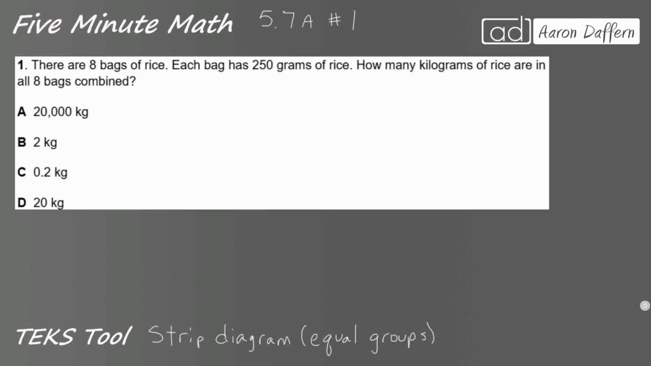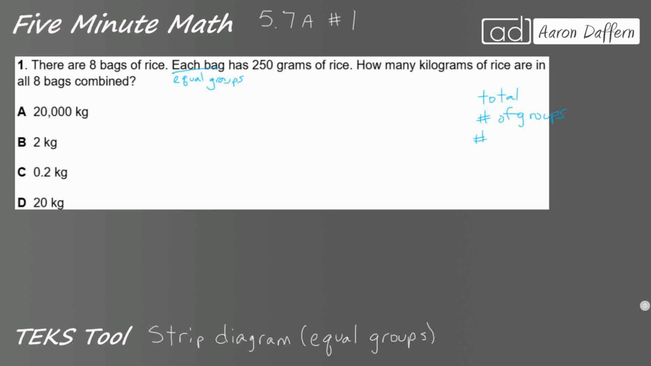We have 8 bags of rice. Each bag has the same amount. So this is going to give us our first clue that we are dealing with an equal groups problem. When we see the statement, each bag, that lets us know that each group is going to have the same amount. So when we're dealing with an equal groups problem, we have the total, we have the number of groups, and then we have the number in each group.